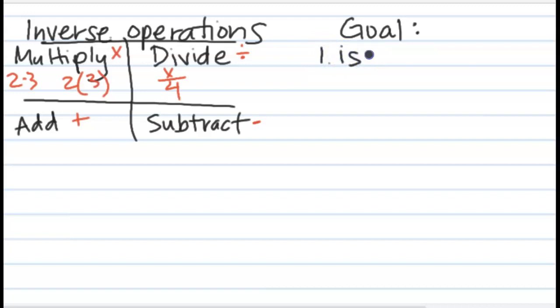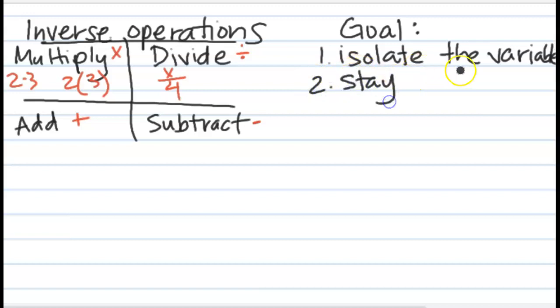First, we want to isolate the variable. Isolate the variable. And that means get that variable by itself. Move everything away from it so we can isolate it and figure out what it is. Second, our goal is to stay balanced. When we are solving equations, we need to make sure whatever is done to one side, that same operation is done to the other side of the equal sign in our equation.